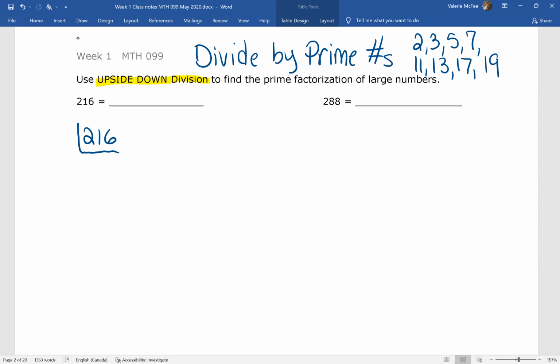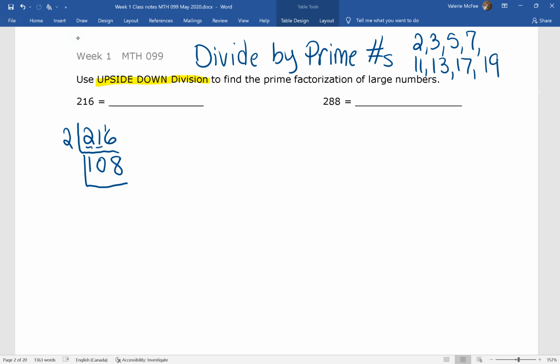Now, if I look at 216, it's even, so I'm going to divide by 2. 2 divides into 2 once with no remainder. 2 divides into 1 0 times with a remainder of 1. 2 divides into 16 8 times.